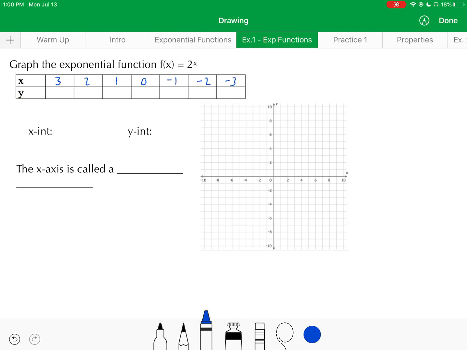We know that 2 cubed is 8, right? So this graph is going to have the point (3, 8) on it. 2 squared is 4. So (2, 4). 2 to the first is 2. So (1, 2). Anything raised to the 0 power is 1.